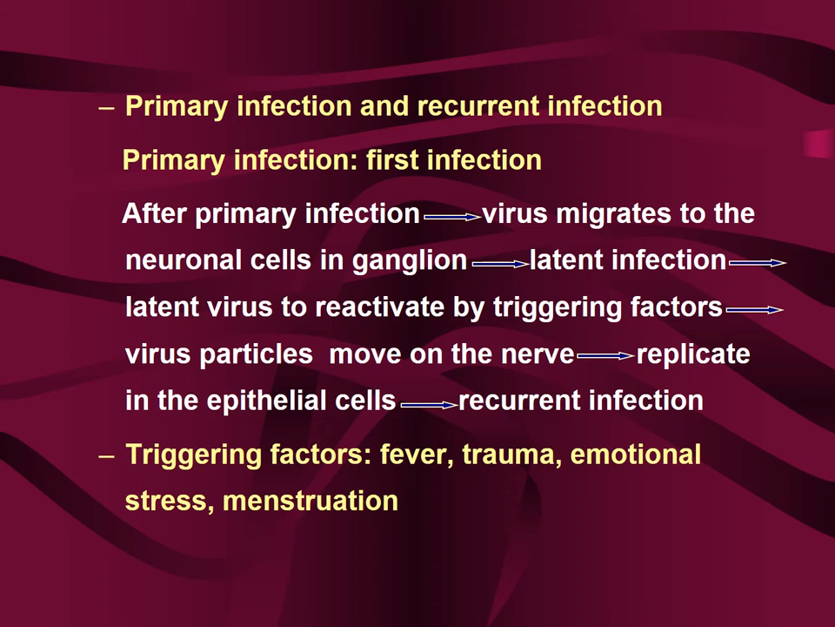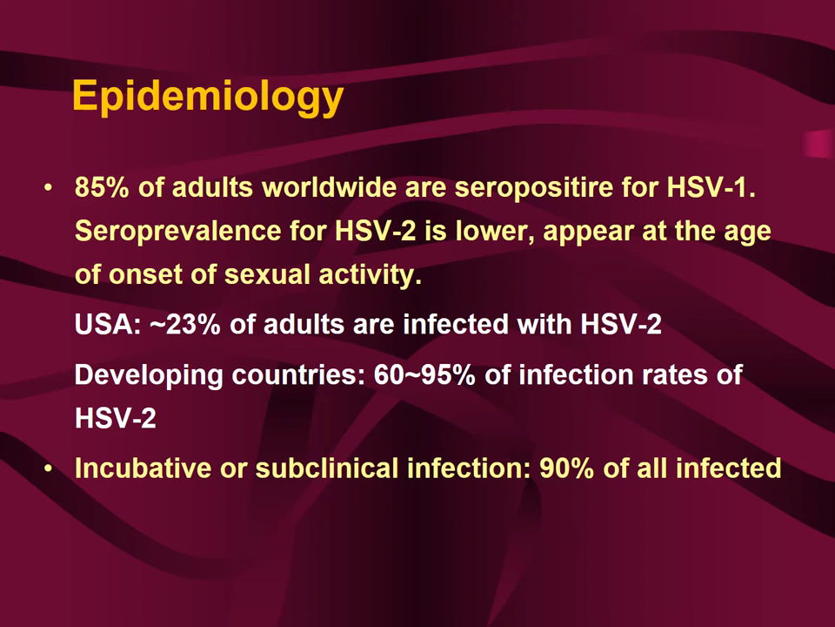In case of epidemiology, 75% of adults worldwide are seropositive for herpes simplex virus type 1. Seroprevalence for herpes simplex virus type 2 is lower and appears at the age of onset of sexual activity. Asymptomatic or subclinical infections account for 90% of all infected.